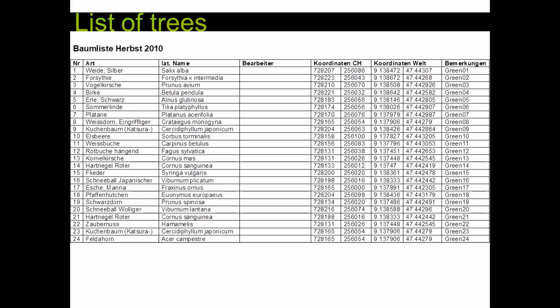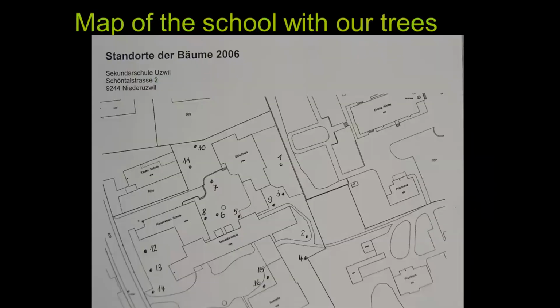I have more trees around the school because I want each student to have one tree. So I have a lot of trees selected around the school. And I mark them in a map because it is important that the other people around the school know which trees they should not cut because we want to use them for many years.